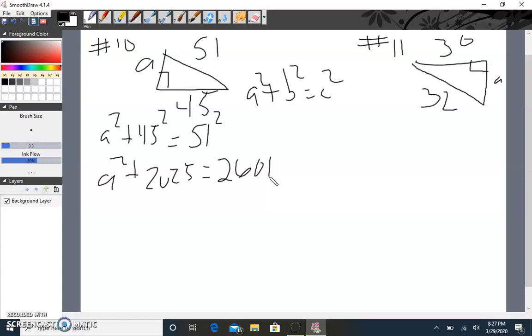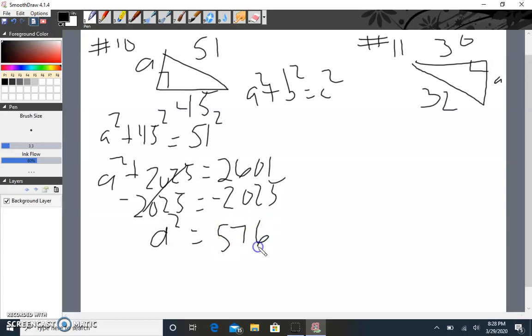Now we got to follow our normal equation rules. What we do to one side, we got to do to the other. And to get something by itself, we have to do an opposite action. This is a squared plus 2025. So we're going to subtract 2025. What we do to one side, we have to do to the other. 2025 subtracted on both sides. Now we have a squared. These cancel. 2601 minus 2025 is 576. So we have a squared equals 576.